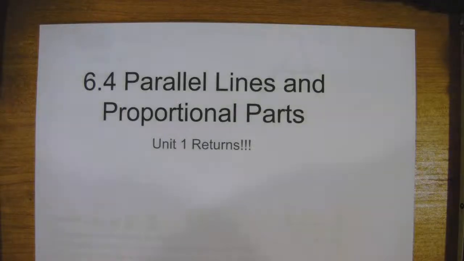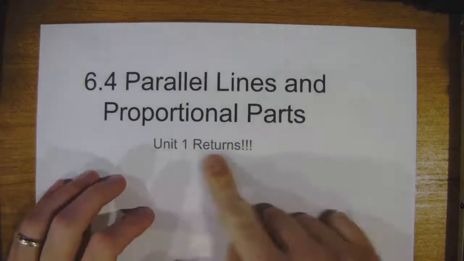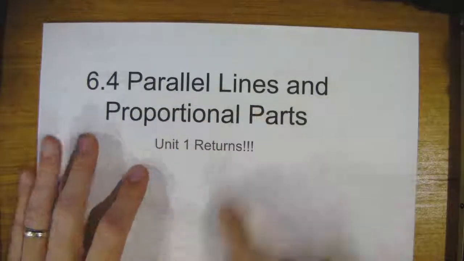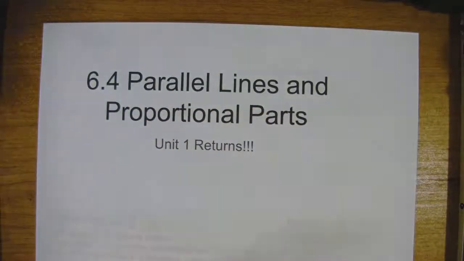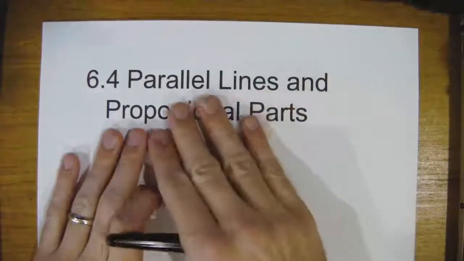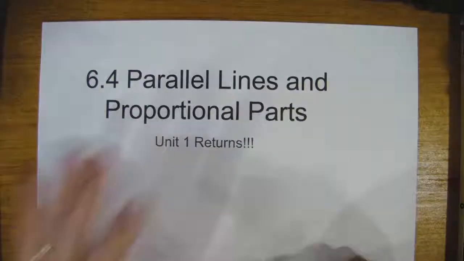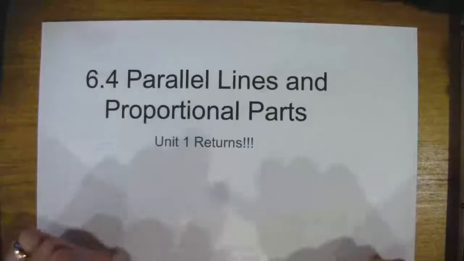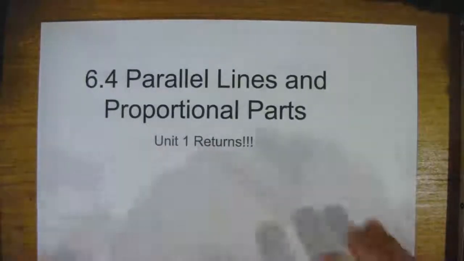Chapter 6, Section 4. We're on to parallel lines and proportional parts, or as I like to call it, Unit 1 returns. Take a look. We're going to be looking at a lot of parallel lines today. So things like corresponding angles, alternate interior angles, all that kind of stuff is going to come back to bite us. So if you need to go back and take a look at our parallel line work from Unit 1, do that. Because again, a lot of parallel lines, a lot of parallel issues going on here. Heads up. So let's get started.